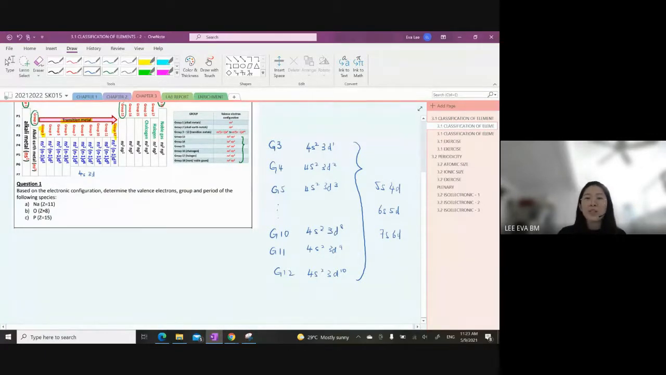All right, so for the electronic configuration, of course, you need to keep on practicing writing according to the alphabet from 1s to 2s, 3s until you meet the 4s and 3d. Then only you will be able to recognize the valence electrons.